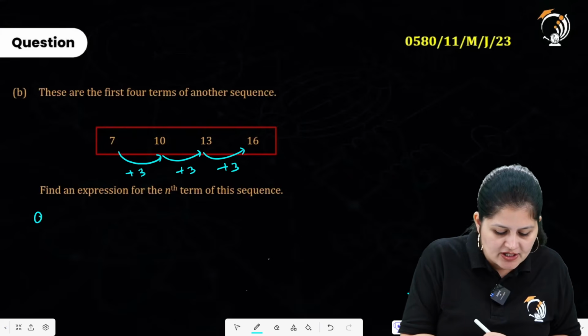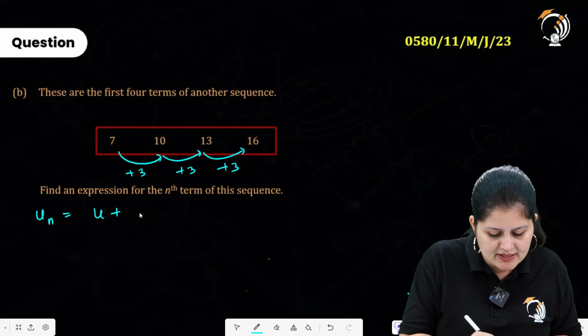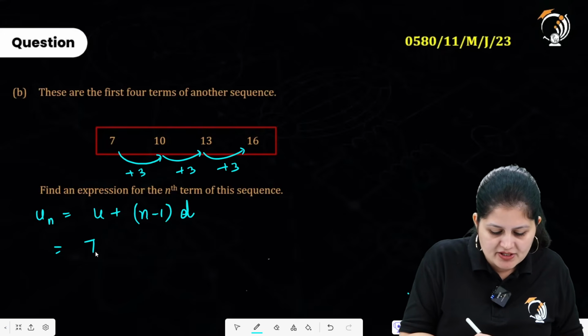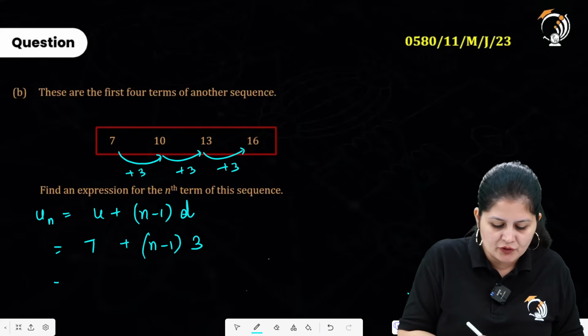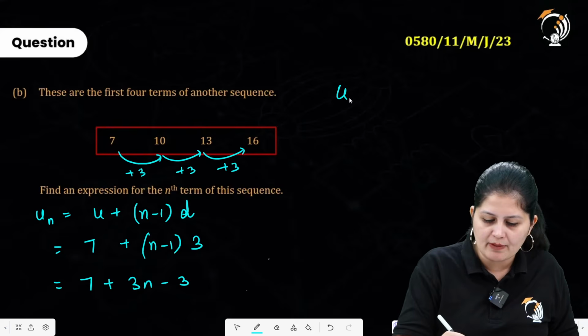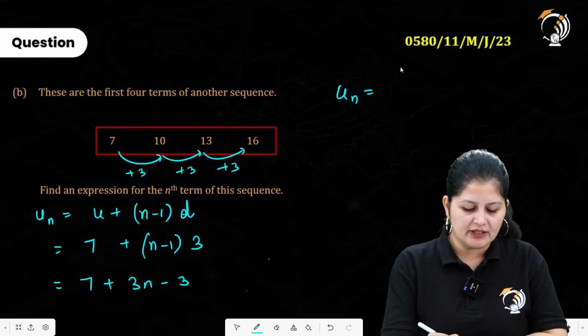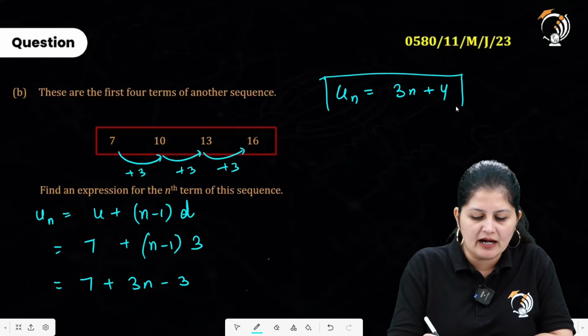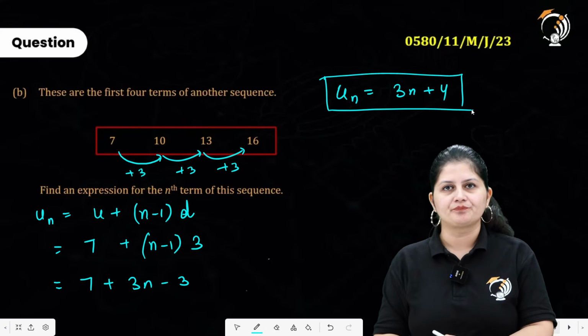So in order to get the general term here, un would be equal to u plus n minus 1 multiplied with d. So that is going to be the first term, 7, plus n minus 1 multiplied with the common difference, that is 3. So this is going to be 7 plus 3n minus 3. So talking about the final answer, we are getting the nth term here as nothing but 3n plus 4. I hope that we have understood this particular question.